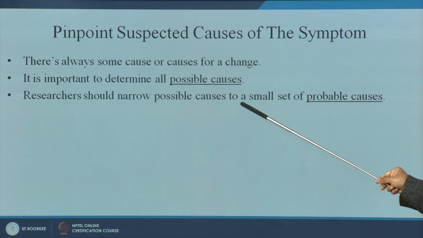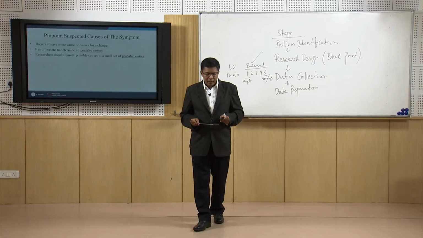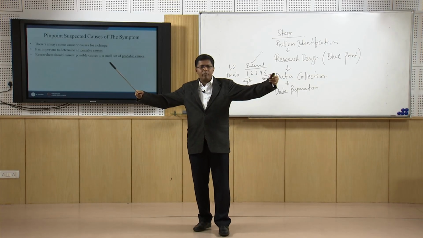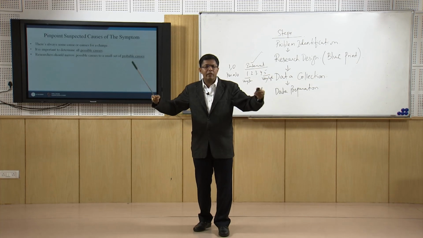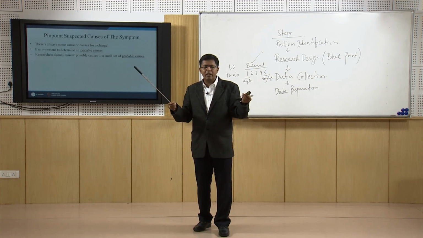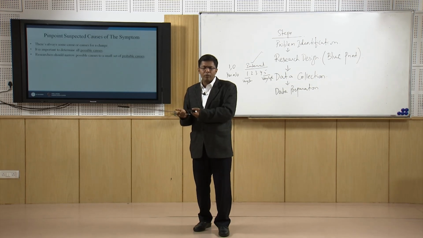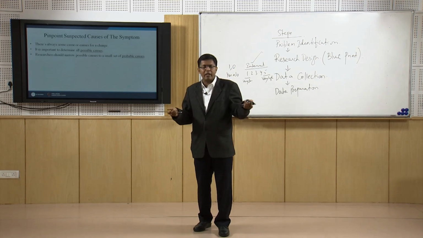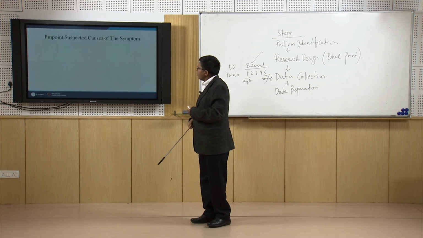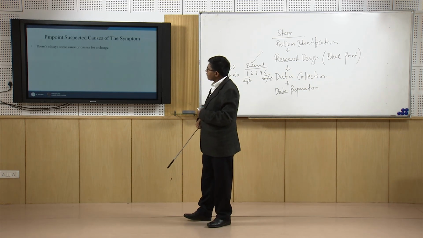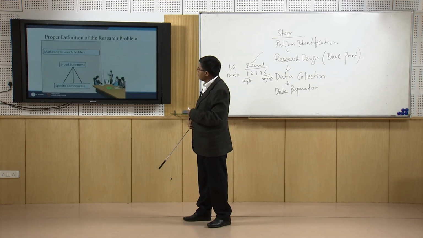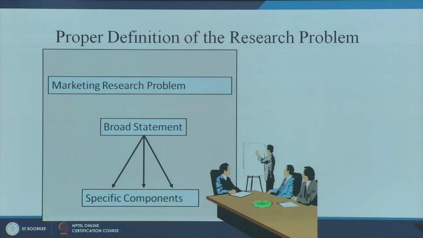Researchers should narrow possible causes to a small set of probable causes. You should be able to narrow down, otherwise if you get into a large problem, you would not be able to handle it. It is like catching the elephant. As Mahatma Gandhi said, if you hold the elephant's tail, you think it is a rope; if you look at the ears, it looks like a winnow.